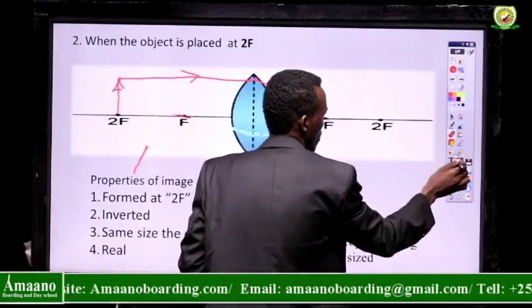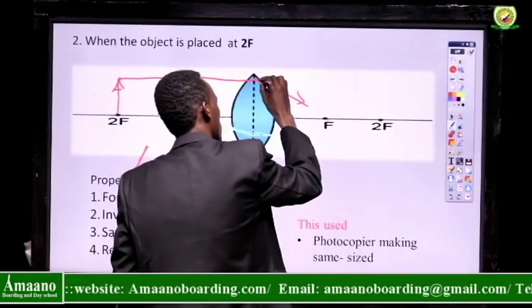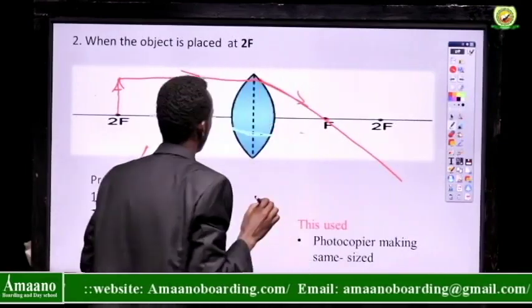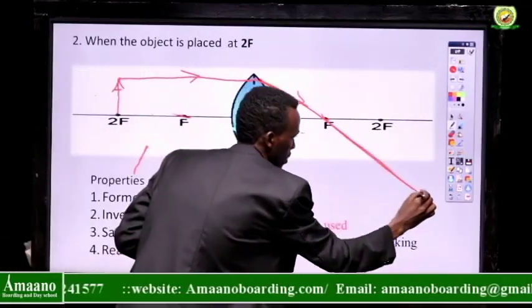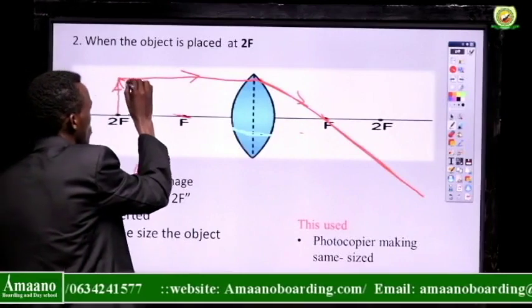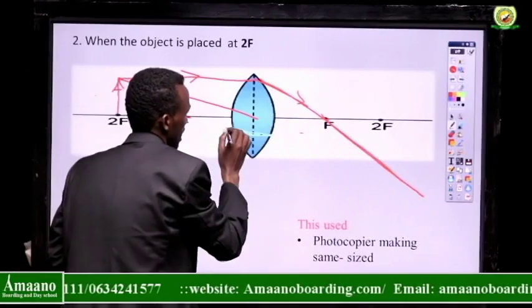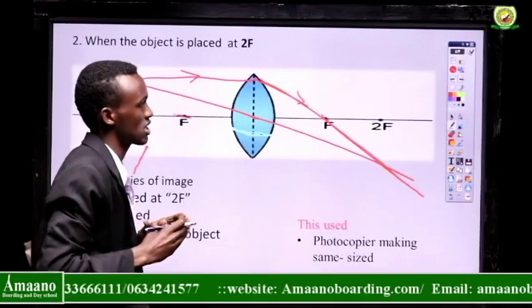It passes through the focus after the refraction. Okay, and another ray, we take another ray, a ray that passes through the center of the lens. A ray that passes through the center of the lens does not refract.